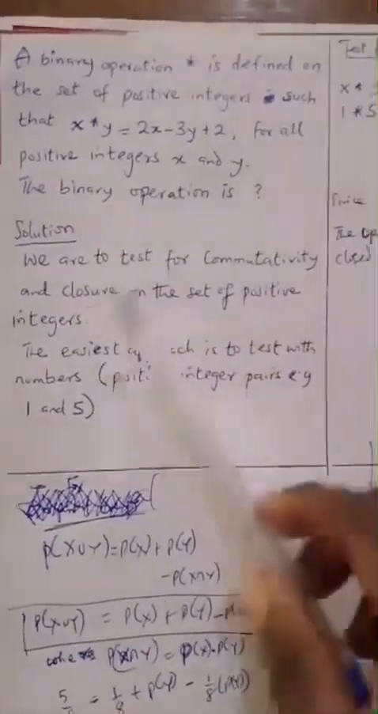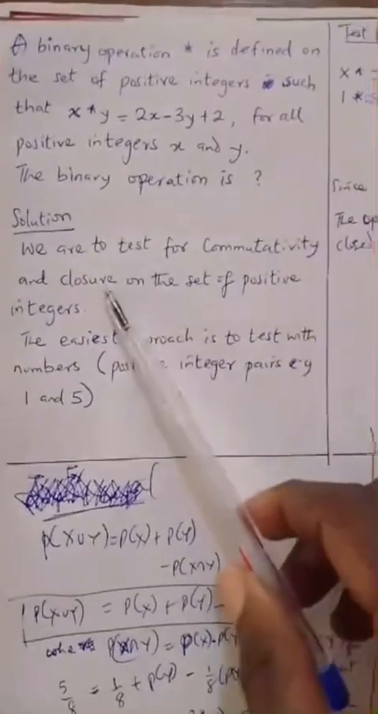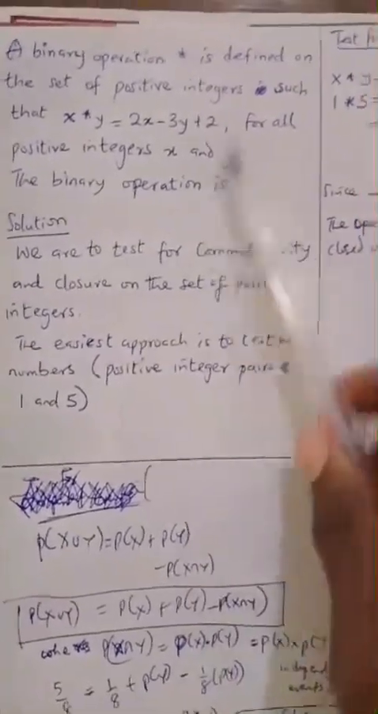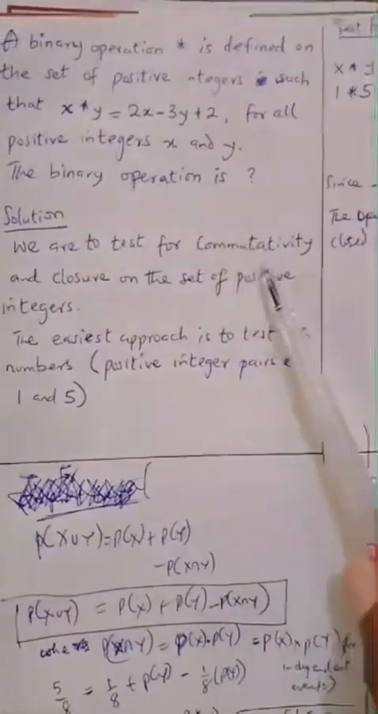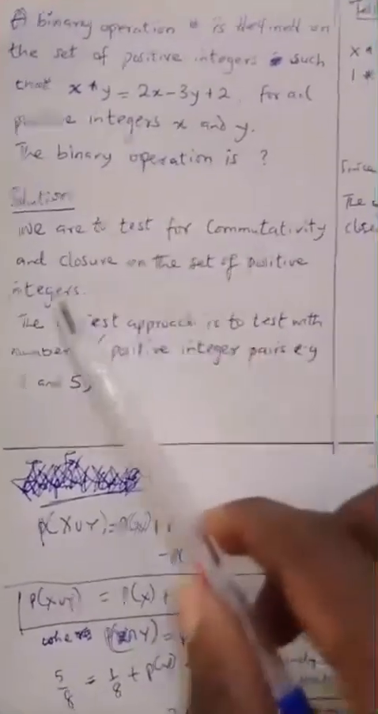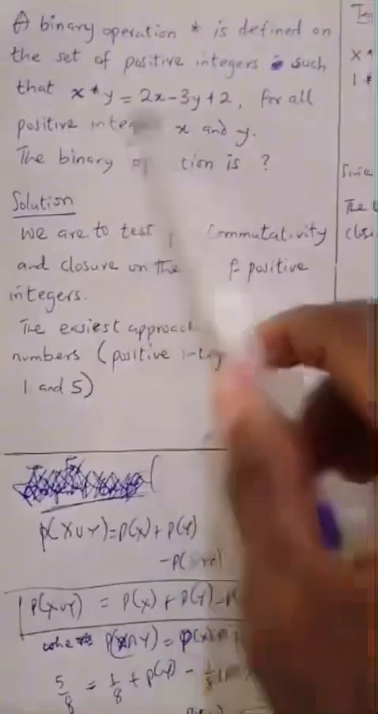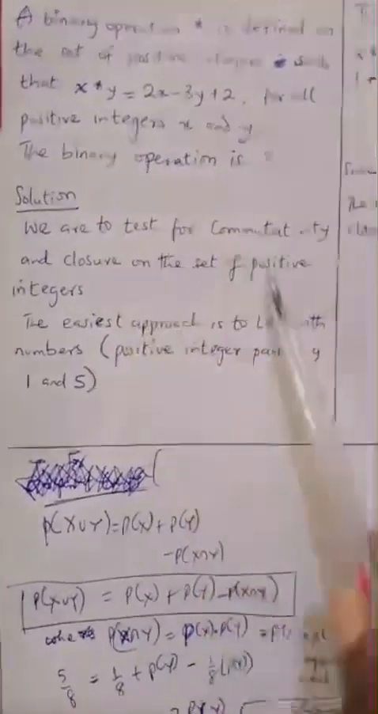Basically, we have to test for commutativity and closure. So we want to test for commutativity. Is the operation commutative on the set of positive integers? And is it closed? Is this operation closed on the set of positive integers?